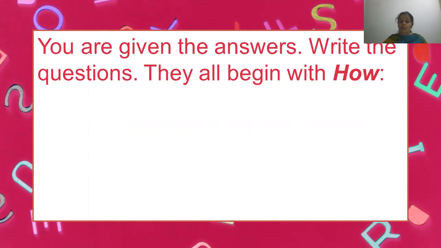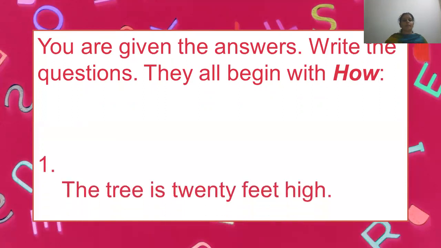Here, you're given the answers and you have to write the questions. All the questions will begin with how. Now here in this exercise, answers are given to us and we have to frame the questions, and all the questions will begin with how. We're going to use how to frame the question. So let's see the first one, how they have done it.